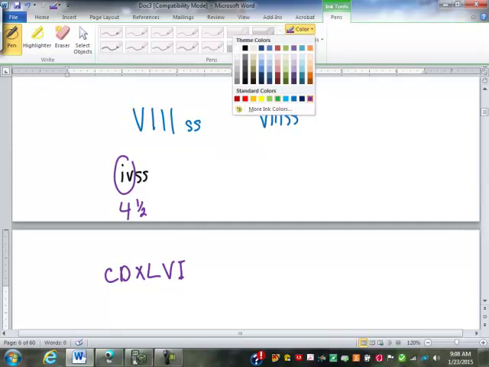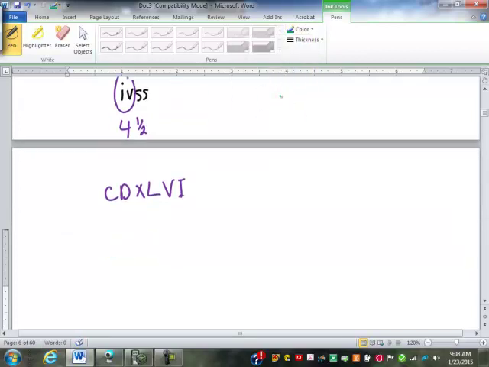Let's look at this one. CD, what's that stand for? 400. That's 500 minus 100 is 400. Now, do we read the X as a 10? No, because it's a smaller symbol in front of a larger one, so we have to read the XL together. 50 minus 10 makes 40. And then VI. Do we read that as 5 minus 1? No, it's 5 plus 1, which would be 6. That's 446.